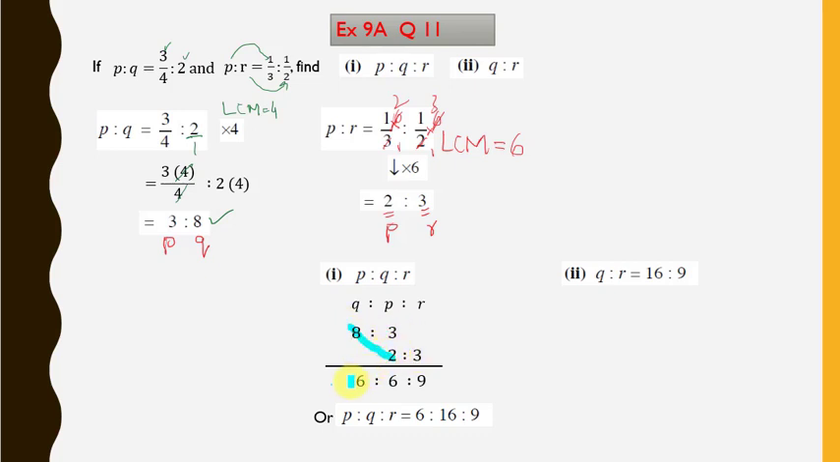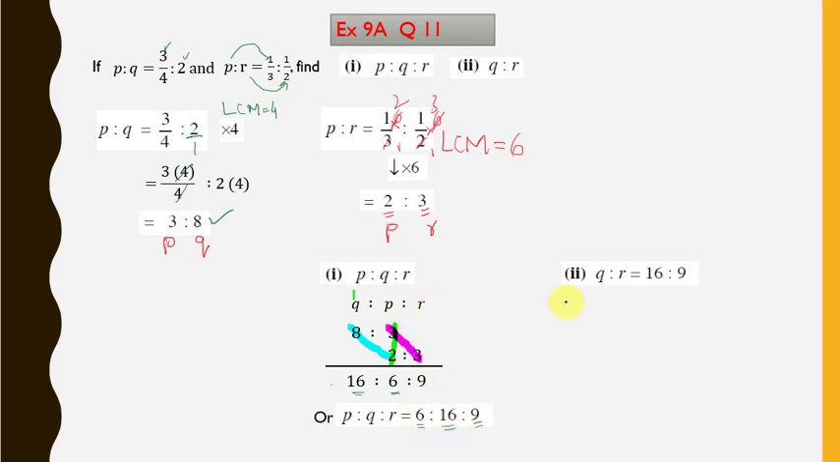8 times 2, I have 16. Then 2 times 3, I have 6 over here. Then 3 times 3, and I have 9 over here. Now I can rearrange according to the question, which is p is to q is to r. So I have arranged it, p is to q is to r. Now if you look over here, p is 6, so I place 6 over here, just rearrange it, right? And q is 16, so I place 16 over here, and r is 9. Fine. This is our answer of part 1.